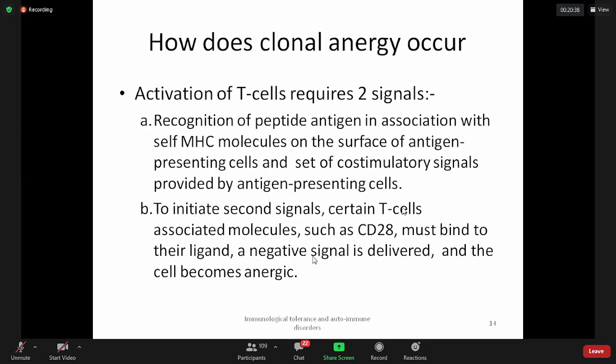Okay, so in this case, we find that the second signal, of course, it is usually the CD28, will be a negative signal. And negative signal in this case means that the cell will not respond to this stimulation. And that is the difference between the positive stimulation and the negative stimulation.